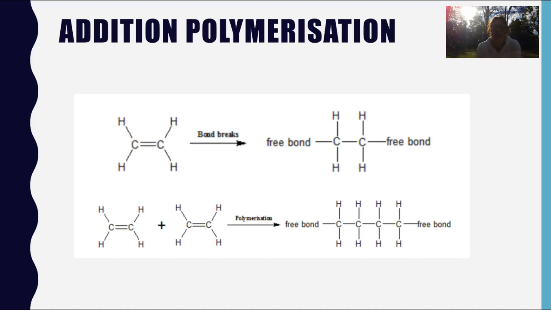So when we're looking at an addition polymerization reaction, we're looking at the reaction of an alkene, and you can see here in our equation we've got ethene just here, and the bond is breaking, becomes a single bond, and we have a free bond on either side that it can then join to other ethylene or ethene molecules. So in the second one here we've got one ethene molecule, another ethene molecule, and they are joining together, again using the free bonds, because that happens several thousand times.